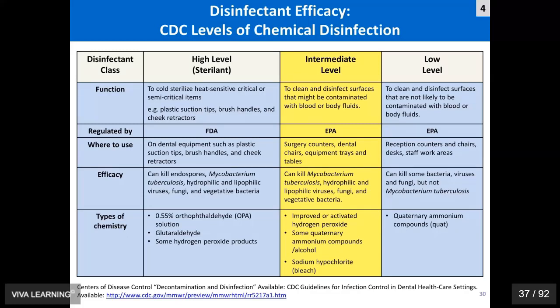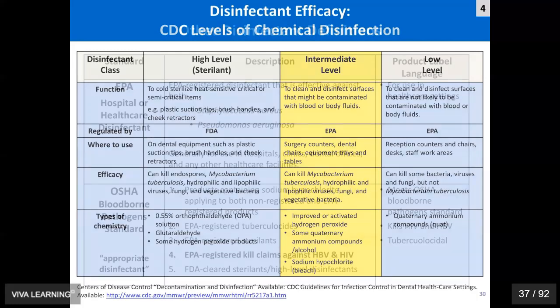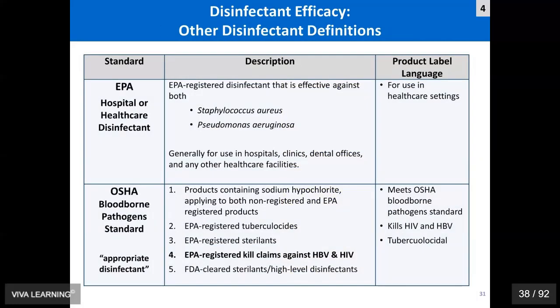Types of chemistry, again, I'd mentioned what's used for sterilants, but for intermediate level, you tend to find today improved or activated hydrogen peroxide, quaternary ammonium compounds, and alcohol, called quats, sodium hypochlorite. That's a good intermediate level disinfectant, but obviously you can't use it on all your surfaces because it'll destroy them. And it smells pretty bad, not real popular in the office, unless it's one of the new and improved ones that don't smell, that are made for healthcare.